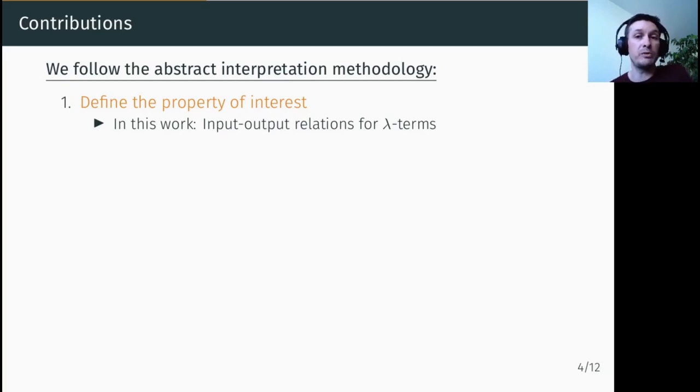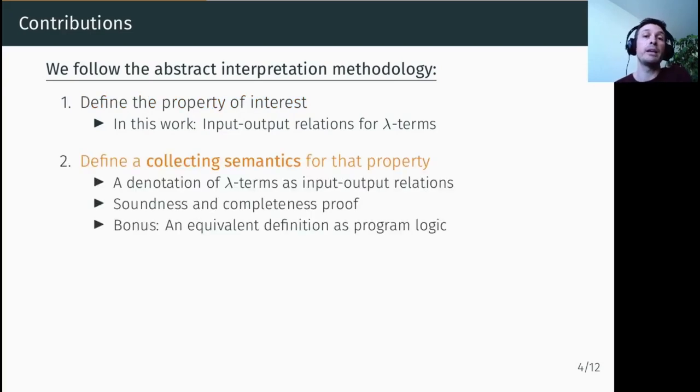In this work, we want to find relations between the inputs and the outputs of a lambda term. The second step of the methodology is to define a collecting semantics for your property. It describes how your property evolves when your program gets evaluated. In this work, the collecting semantics takes the form of a denotation of a lambda term into input-output relations. We have proved that this denotation is sound and complete, and as a bonus, you will find in the paper an equivalent definition in the form of a program logic.